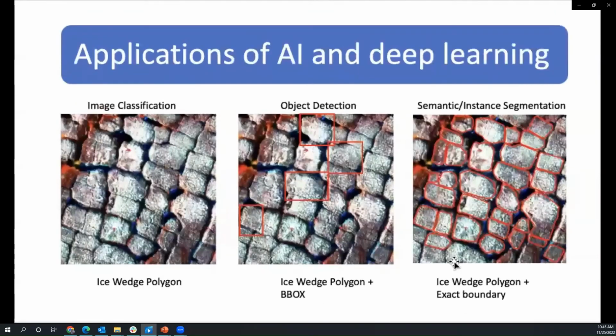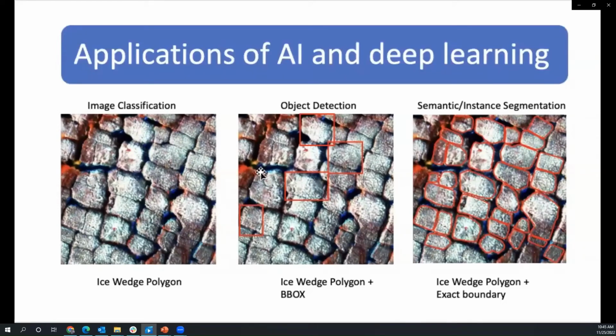In recent years, AI has received a lot of attention and breakthrough development, especially in the area of deep learning. And in image analysis, deep learning models have shown outstanding performance. Its applications can be categorized into 3 broad classes. Image classification is the simplest one. It just needs to predict what is inside of an image.